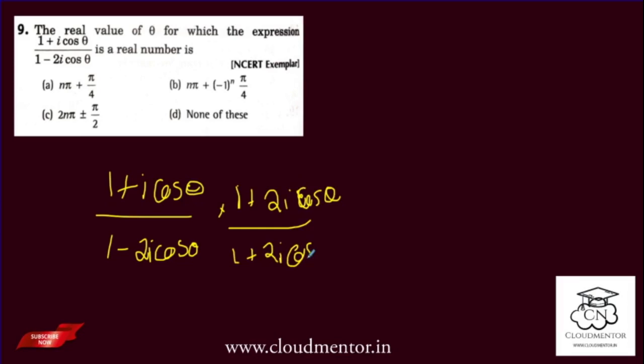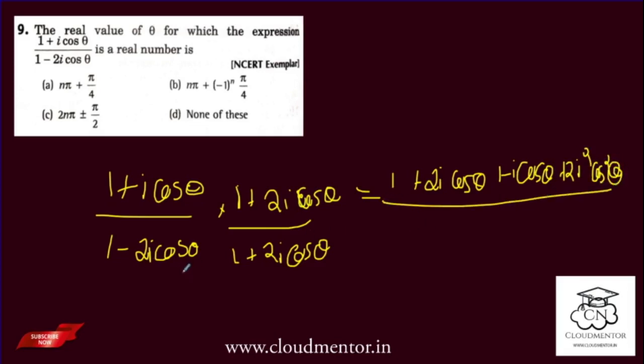So here it will be 1 multiplied by 1, and 1 multiplied by 2i cos theta, that is 2i cos theta, and here also i cos theta multiplied by 1, that is i cos theta, and here i cos theta again multiplied by 2i cos theta, that is 2i squared cos squared theta. And that whole divided by, here it is a plus b times a minus b, that is 1 squared minus 2i cos theta the whole squared.